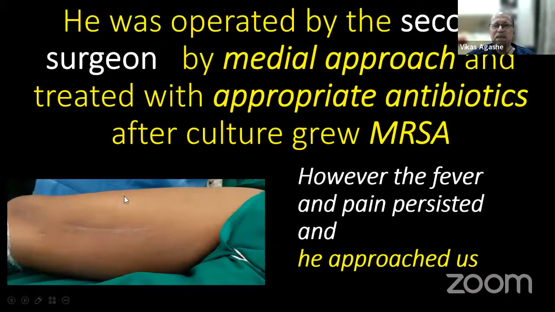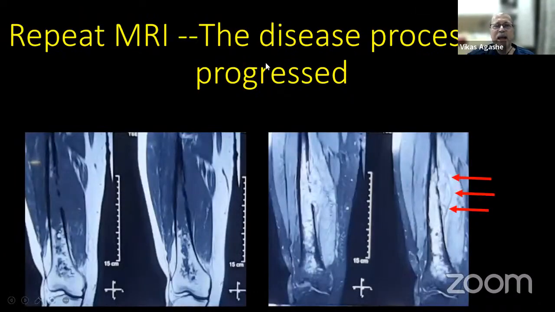So the second surgeon operated by taking a medial incision, treated with appropriate antibiotics after it grew MRSA, but his fever and pain persisted, and that is the time when he approached us at about 6 weeks. So this is where I am. The disease process has progressed. Now you can see there is a large collection on the medial side and posterior side. That's the osteomyelitic process, and these are the cloacas, and that's the window he has made.